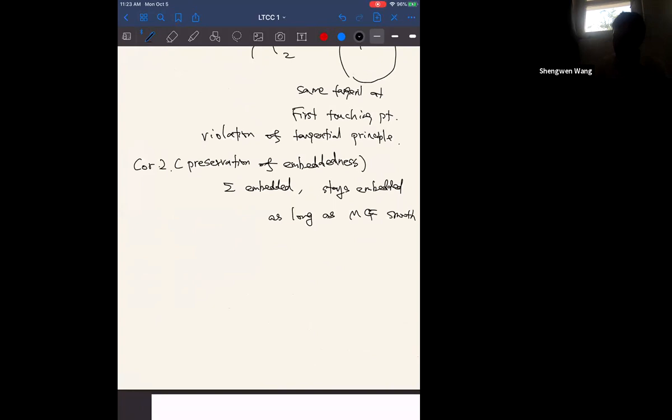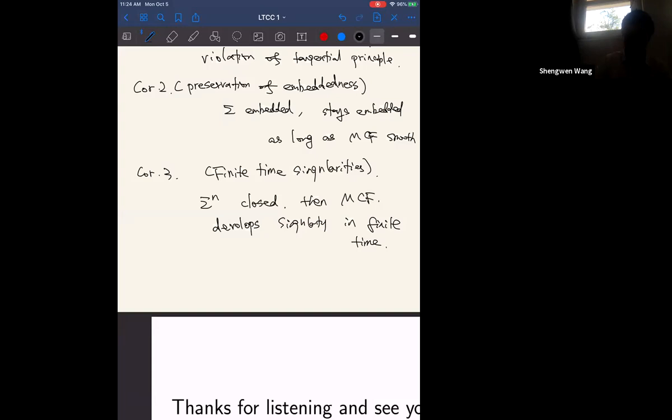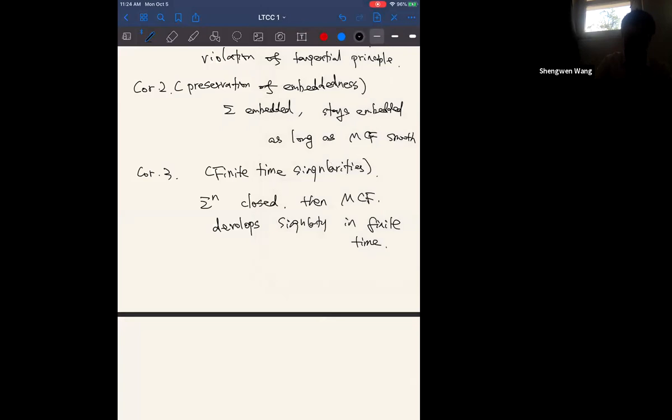And the third corollary is finite time singularities. So that is what makes mean curvature flow complicated, because singularities are inevitable. So if sigma n is closed, then mean curvature flow develops a singularity in finite time. Right.